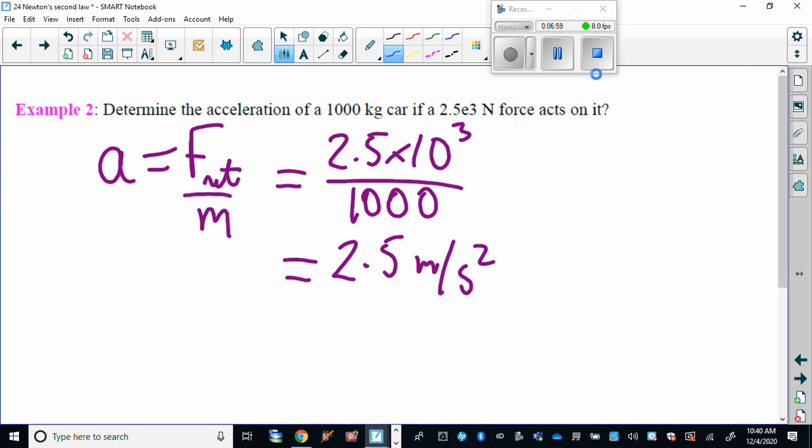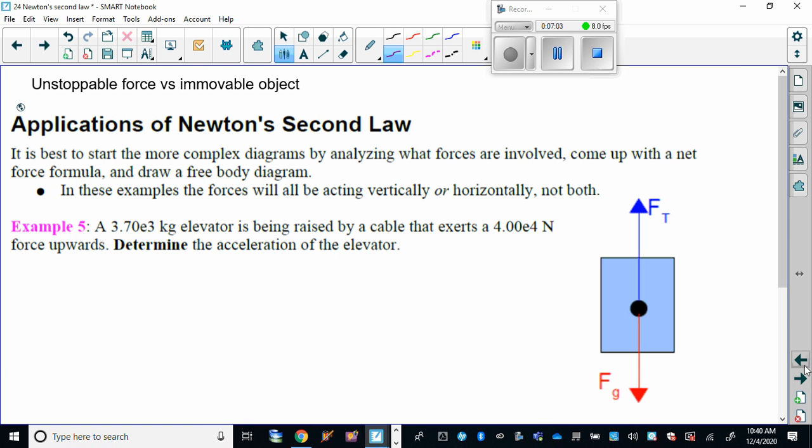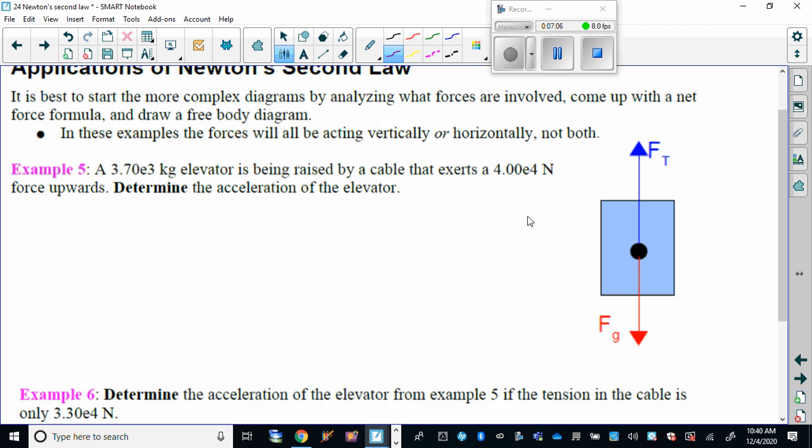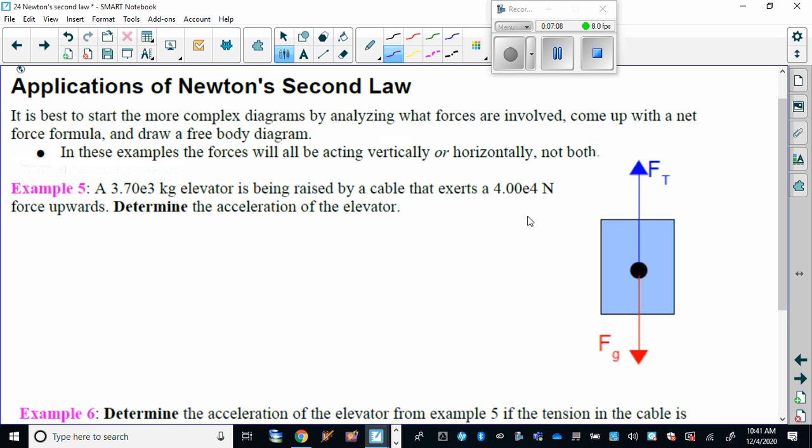Okay, now let's move on to something a little more engaging, because that was way too simple. Applications of Newton's second law, and there are a lot of applications. We'll probably do 1 or 2 of these, and then we'll start the video again to do the others, or else it'll be an excessively long video.